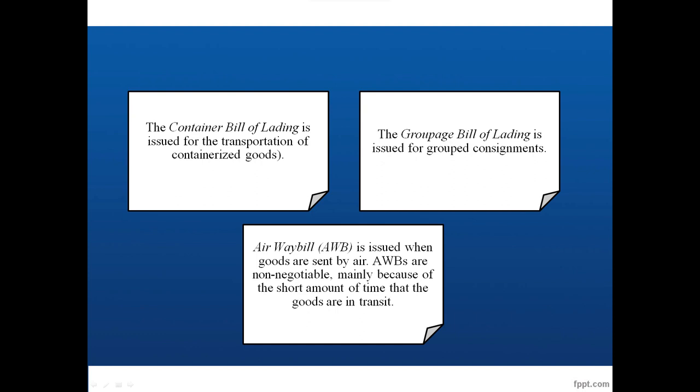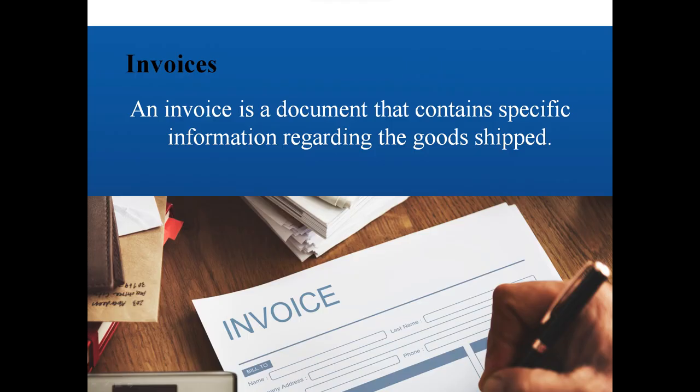Airway bill is issued when goods are sent by air. Airway bills are non-negotiable, mainly because of the short amount of time that the goods are in transit. An invoice is a document that contains specific information regarding the goods shipped.